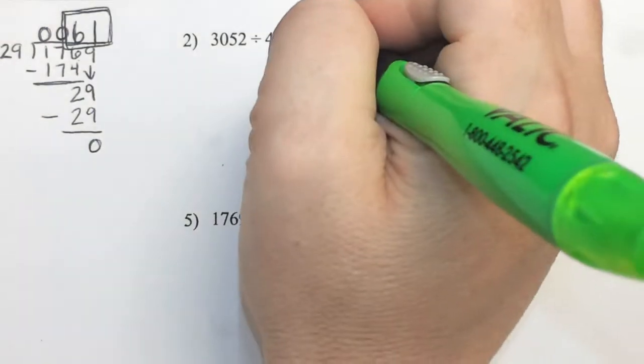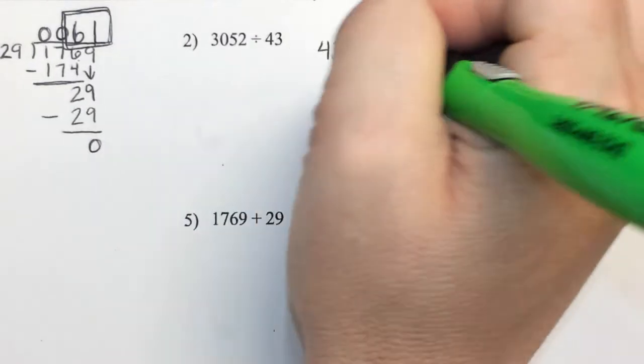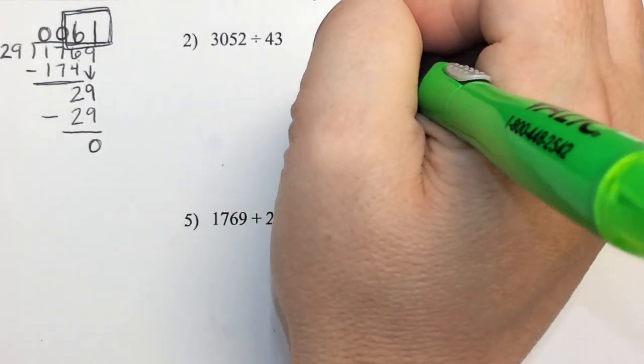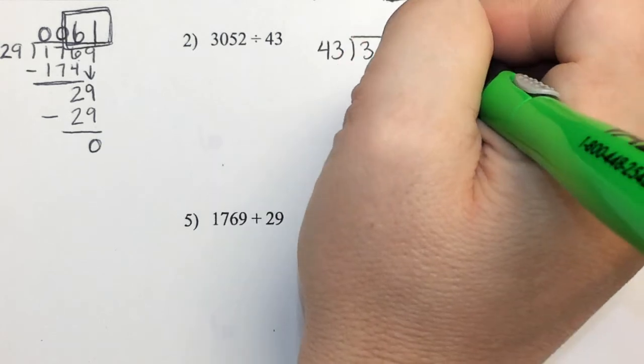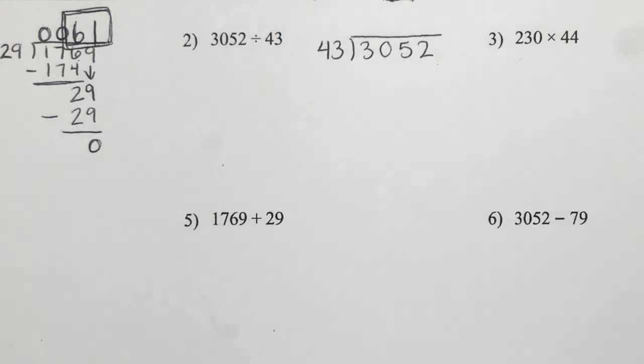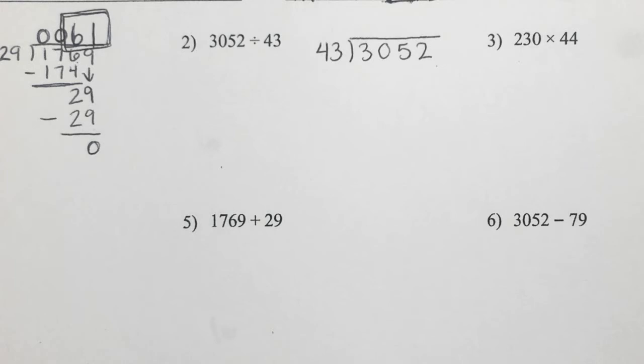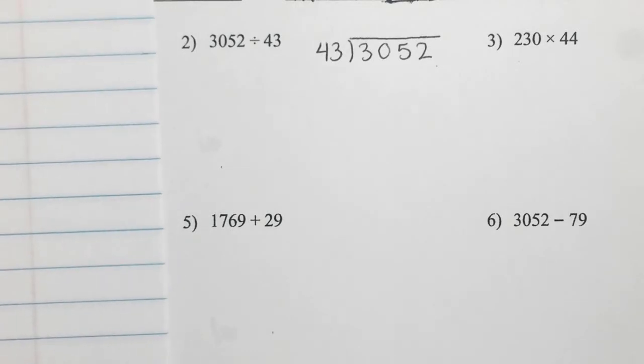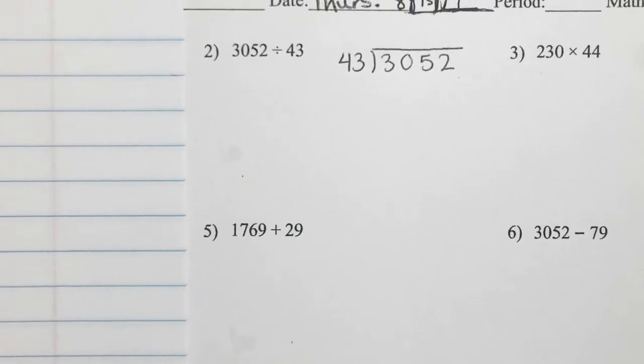All right, again, I'm going to put 43 at the door, 3,052 in the house. These numbers are big, so I'm going to keep that piece of scratch paper over here because I'm probably going to need it. Okay.